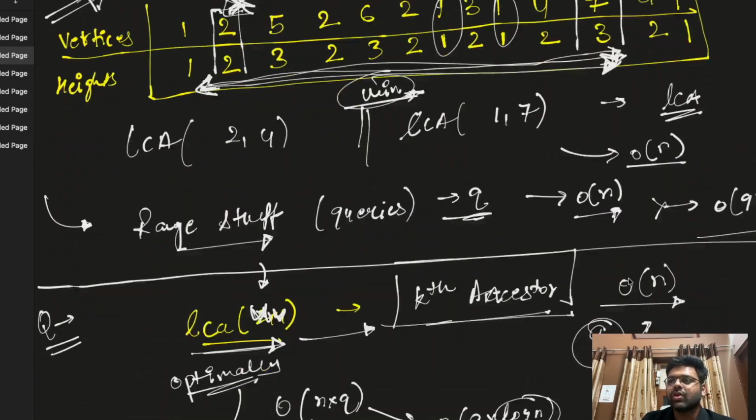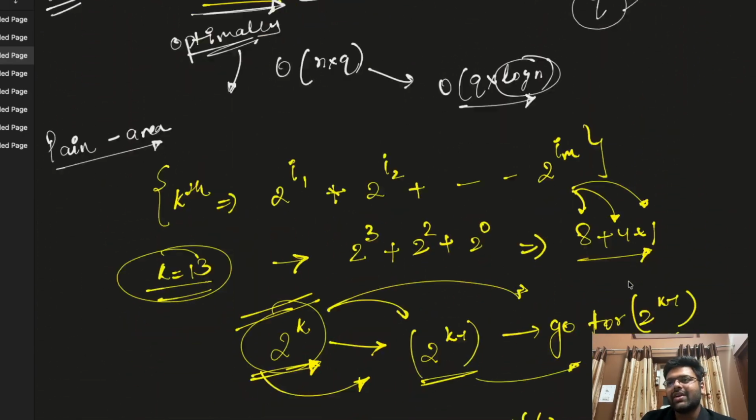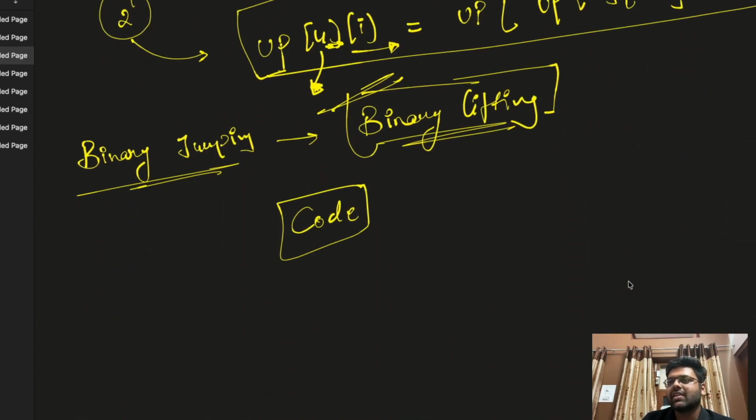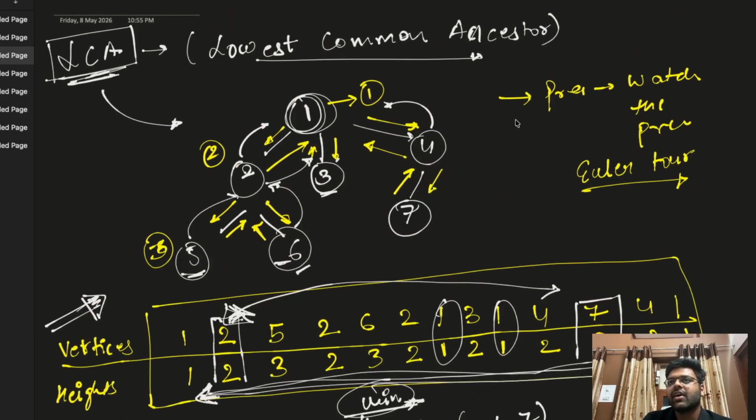Here we have discussed two kinds of concepts, and I would recommend you go and try this concept to find the kth ancestor, and I'm sure you would be able to do it faster, cleanly, and in a very optimal fashion.